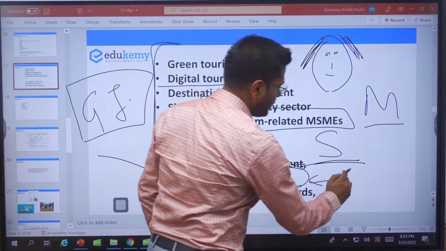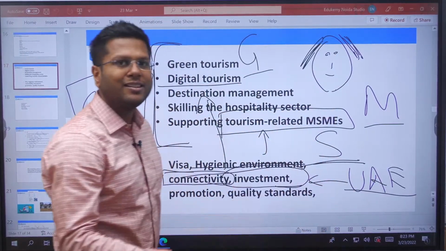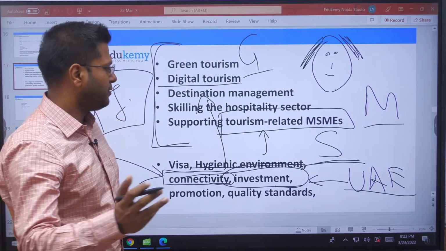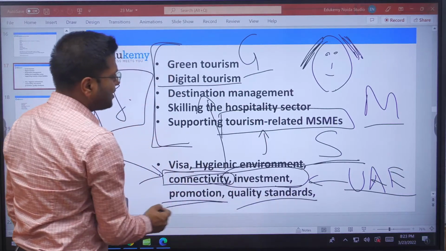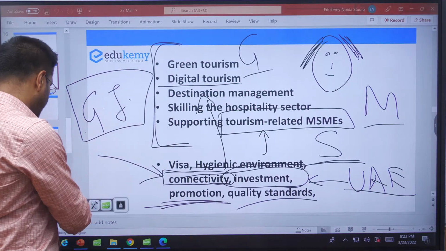Simple example of UAE. UAE wanting to invest in hospitality sector, food processing sector in Kashmir. Simple as that. Right? Promotion of the same and quality standards. So it must be promoted. Digital tourism is a part of the same. Promotion of all of it, right? So these are the areas of focus.